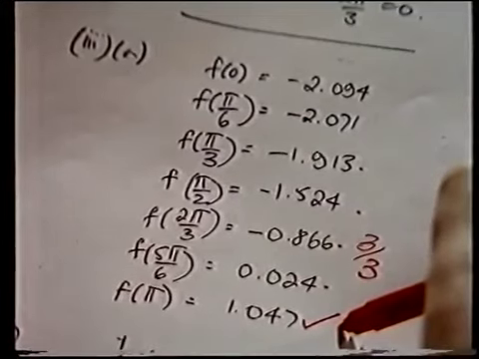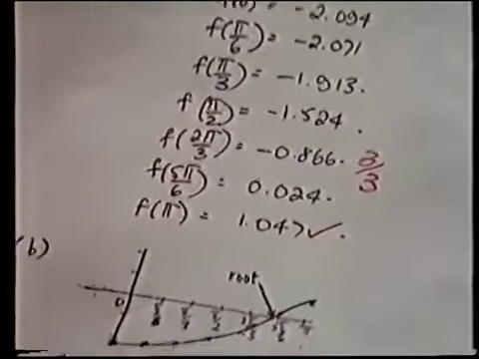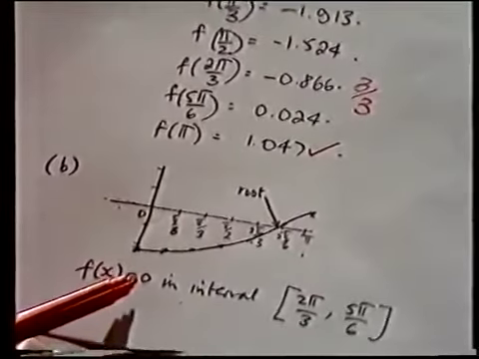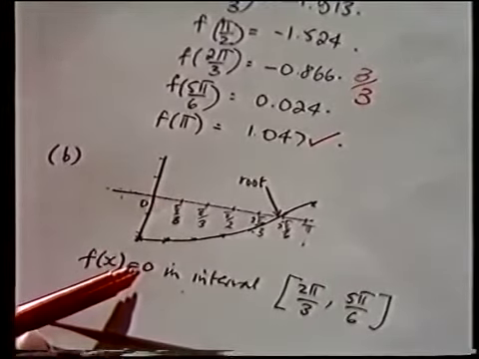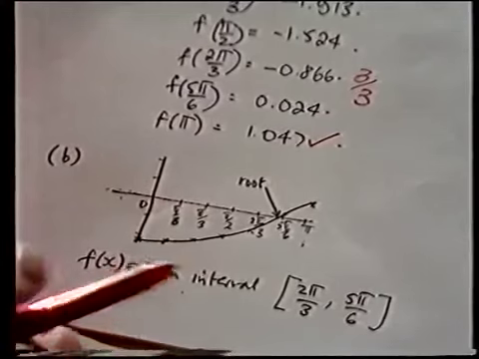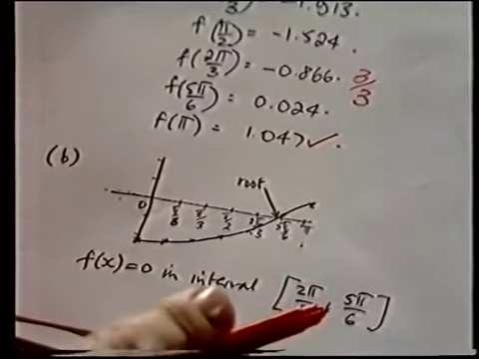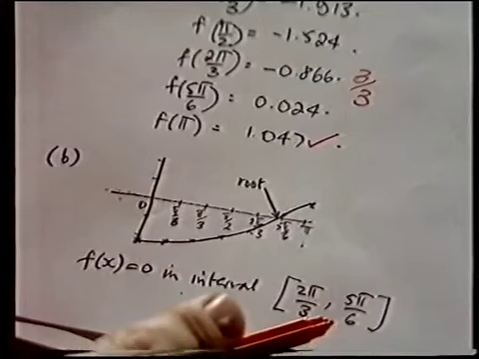Well, this student goes straight on and says f of x equals 0 has a solution in the interval 2 pi over 3 to 5 pi over 6.